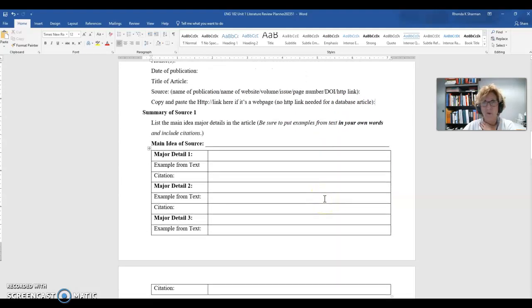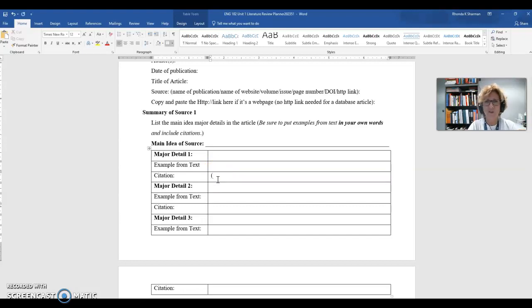For the summary of your article, first decide what the overall main idea of that article is and write it here. Then you're going to pick out three major points that the article is making, trying to pick out the most important key points. Explain what that point is, give an example from the text, and here you should say it in your own words as opposed to just copying and pasting it.